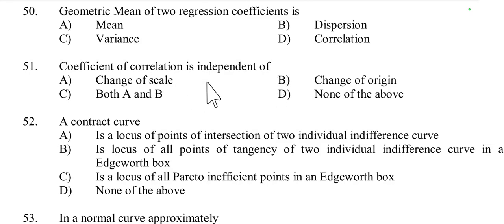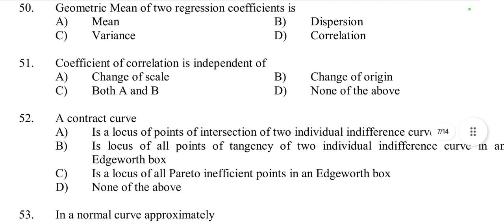Coefficient of correlation is independent of change in scale and change in origin. Both change in scale and change in origin. So option C is right here. Coefficient of correlation is independent of change of scale and origin.